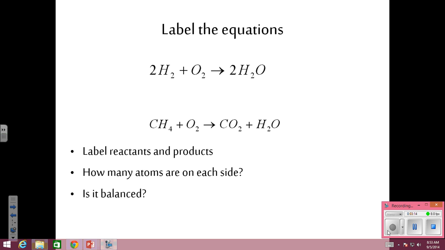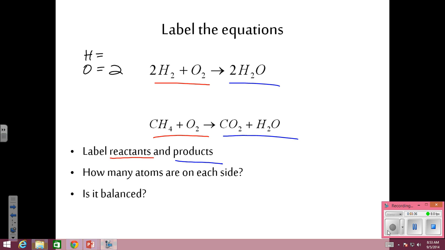All right, so hopefully you've had a chance to do this. I'm going to label the reactants in red. Reactants are always on the left side of the equation. Let's do products in blue. Those are always on the right side. And then it wants you to list out how many atoms are on each side. So we'll start with the top one here. For hydrogen and oxygen, we have 2 oxygens, and you have to multiply these two numbers. So 2 times 2, you actually end up with 4 hydrogen on that one.